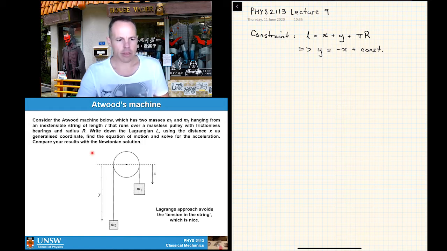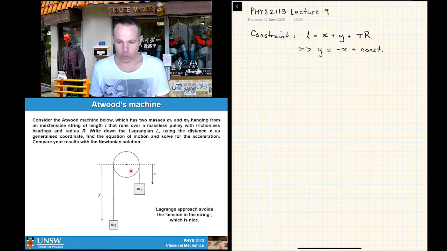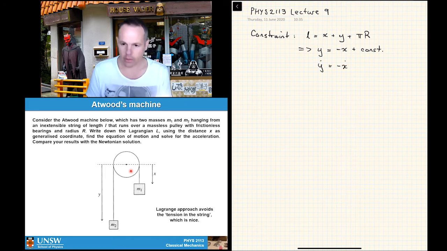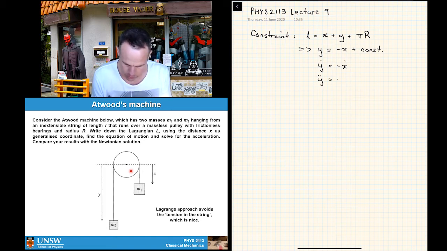We also know a couple of other things in here. One is that because these are connected by a string, the speed that this goes down will be equal to the speed that this goes up. And the acceleration that this goes down will be equal to the acceleration that this goes up. You can get that by taking the derivative of both sides of the equation we just got, right? So what we would have is y dot is equal to minus x dot, and the derivative of a constant is 0. And if we take a derivative again, y double dot is equal to minus, sorry, that should be x double dot.